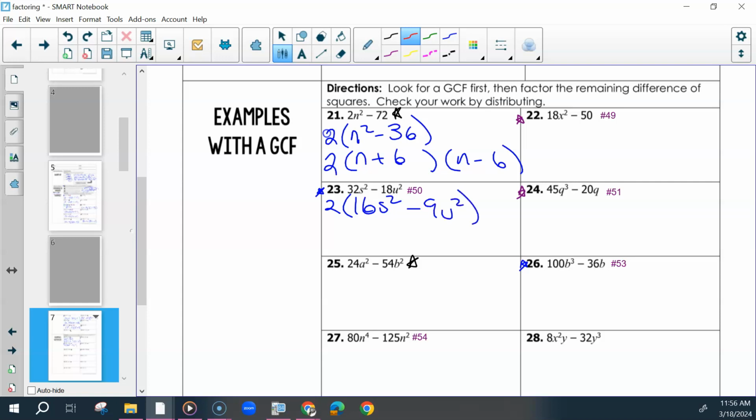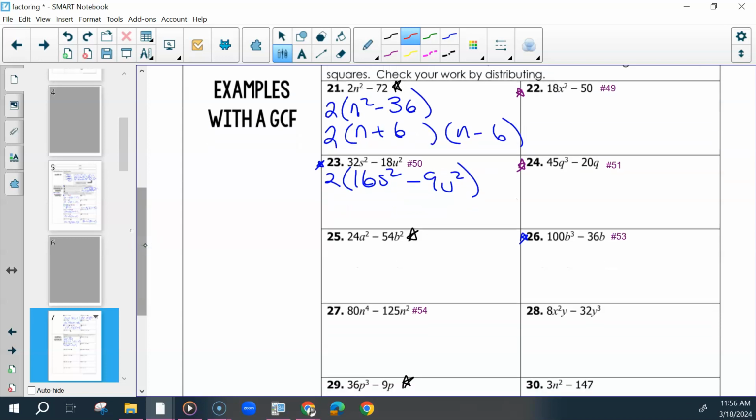16 s squared. Can we do anything else with that? Yes. What? Do the difference of squares. So what would those two factors look like? 4s plus 3 and then 4s minus 3. If you see odd powers with exponents, that should tell you there's a GCF and your variable might be one of them, part of that.